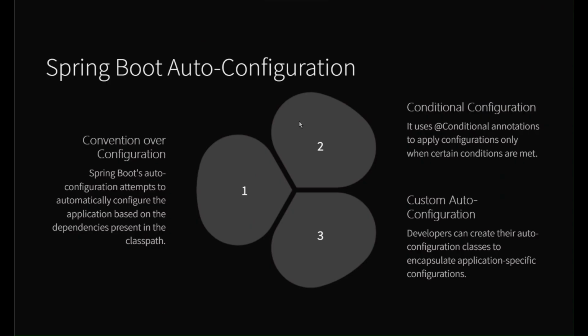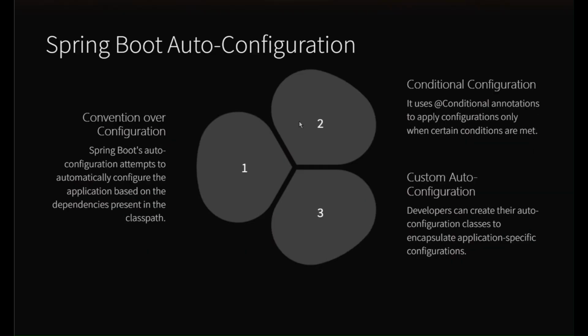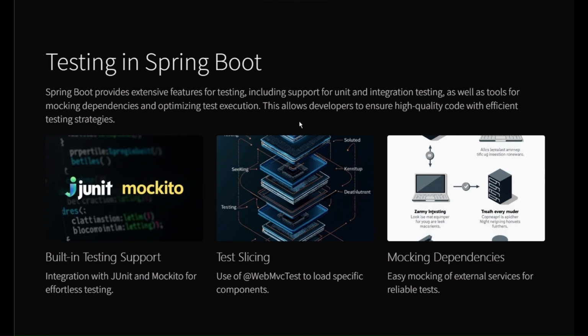Auto-configuration. Spring Boot follows the principle of convention over configuration. It automatically configures beans and components based on dependencies present in the classpath. Conditional annotations ensure configurations are applied only when required.